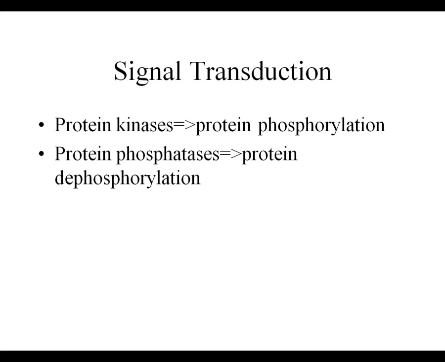And then when the signal is done, something called protein phosphatases dephosphorylate. They take that phosphate off. Okay? So it's a chain reaction that is propagated by these protein kinases. The kinase puts a phosphate group on, and then the phosphatases take it back off. Okay.